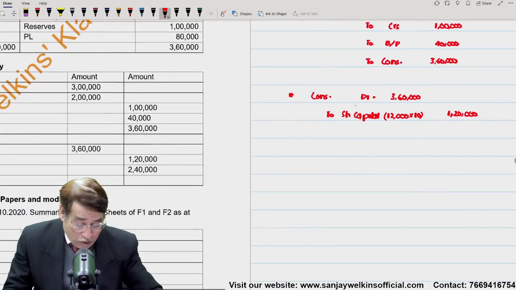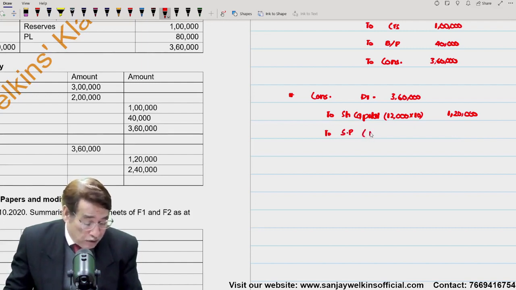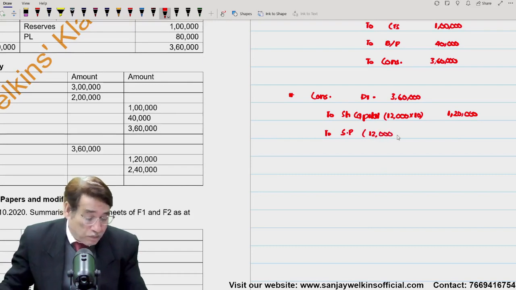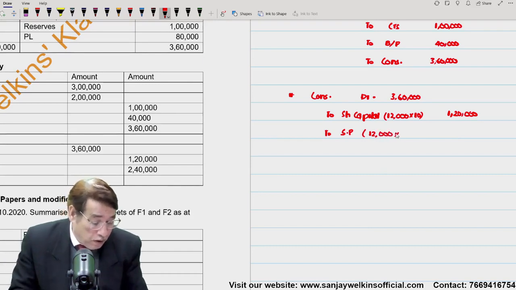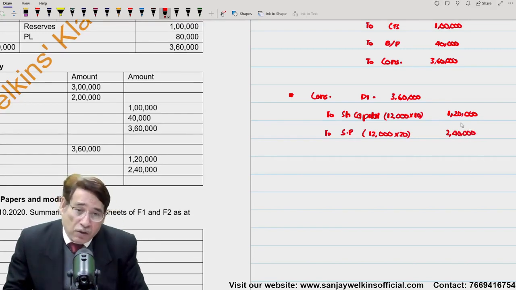Besides that, you are going to write here, to security premium account. Correct? To security premium account. Now, what will be the amount of security premium? That is equal to 12,000 into 20. 12,000 into 20, that is equal to 2,40,000. Is it clear to you or not?